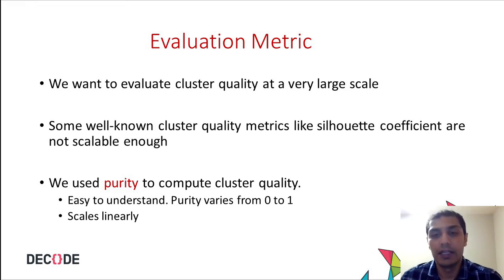Purity is easy to understand. The way it is computed is you look at the majority class label within each cluster, sum that up over all the clusters, and divide by the total number of samples. Purity varies from 0 to 1. If you have a score close to 1, you have perfect cluster quality. If you have a score close to 0, you don't have good cluster quality. I'll discuss some experimental evaluation now.